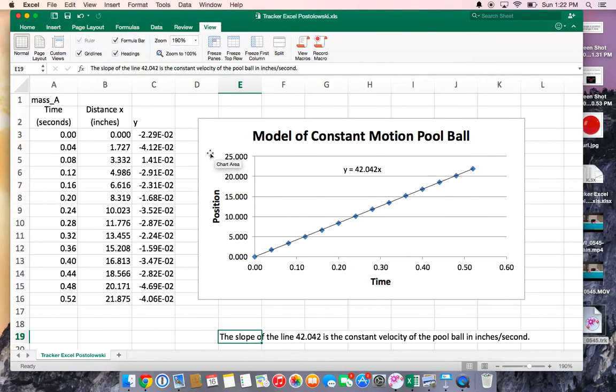Part 3 of the lab required me to populate an Excel file that displays the data recorded in the Tracker software. The position and time were graphed to show the change in velocity. The points form a straight line, where the slope represents the constant velocity.